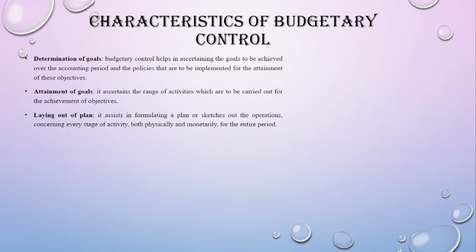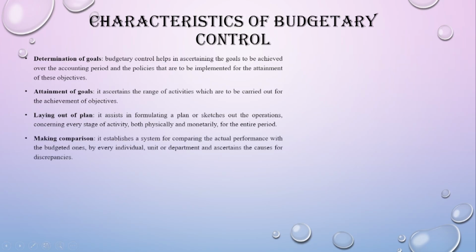Third characteristic, that is laying out of a plan. It assists in formulating a plan or sketches out the operations concerning every stage of activities, both physically and monetarily, for the entire period. Another characteristic, that is making comparisons. It establishes a system for comparing the actual performance with the budgeted ones by every individual, unit or department, and ascertains the causes for discrepancies.